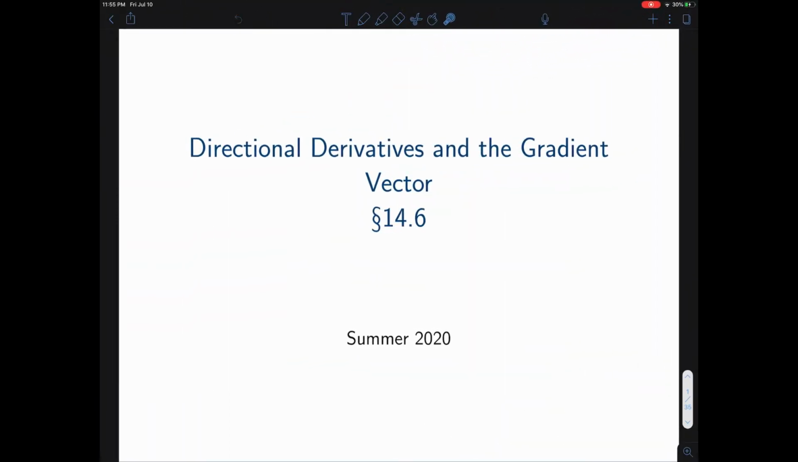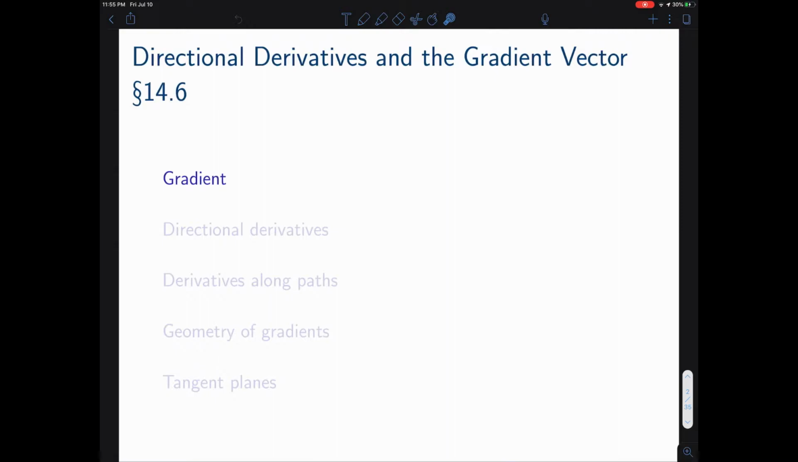Hi, we're going to talk about directional derivatives and the gradient vector. This is section 14.6 in the Stewart textbook. First, we'll talk about the gradient, then we'll introduce directional derivatives, then derivatives along paths. Then we'll talk about the geometry of gradients and tangent planes. So let's get started.